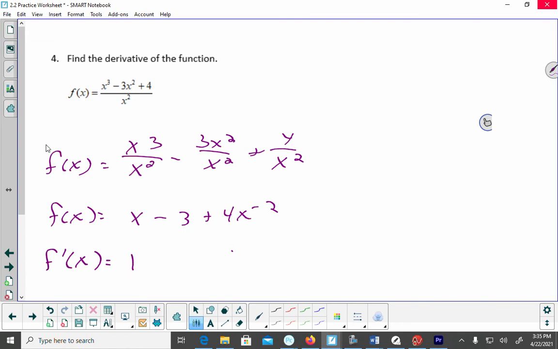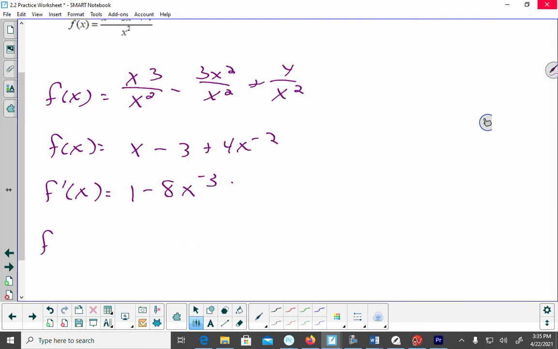So this will be 1. The derivative of 3 will be 0. And then I'll take 4 times negative 2, which will be negative 8x to the negative third. And rewriting that with no negative exponents will be 1 minus 8 over x to the third.